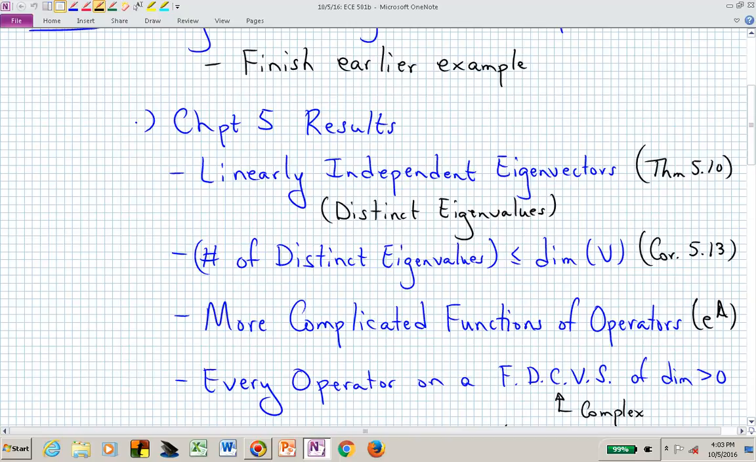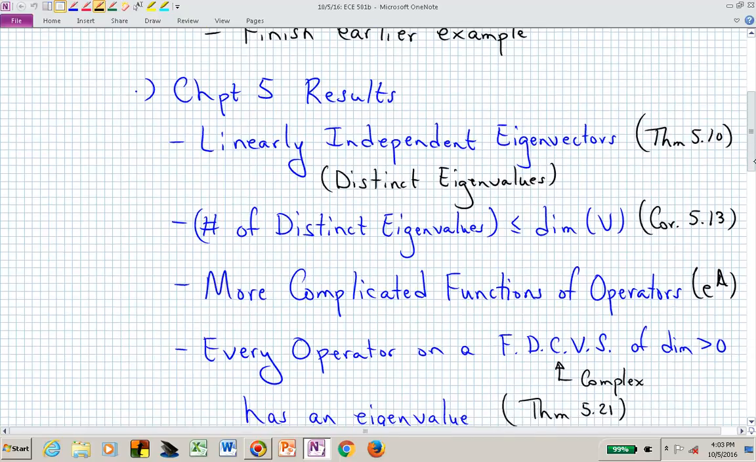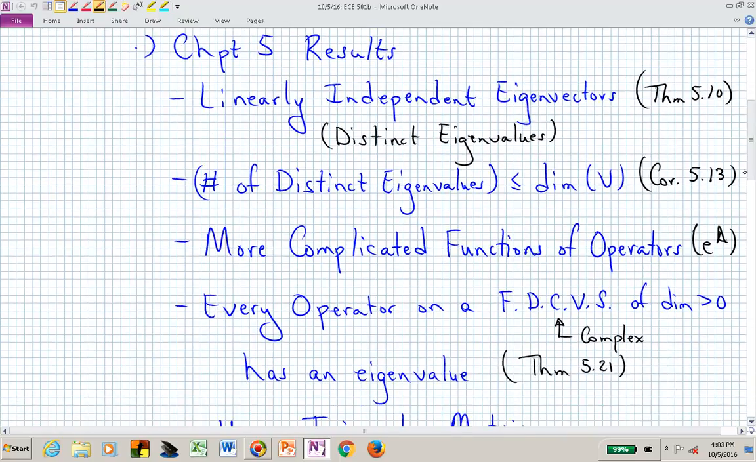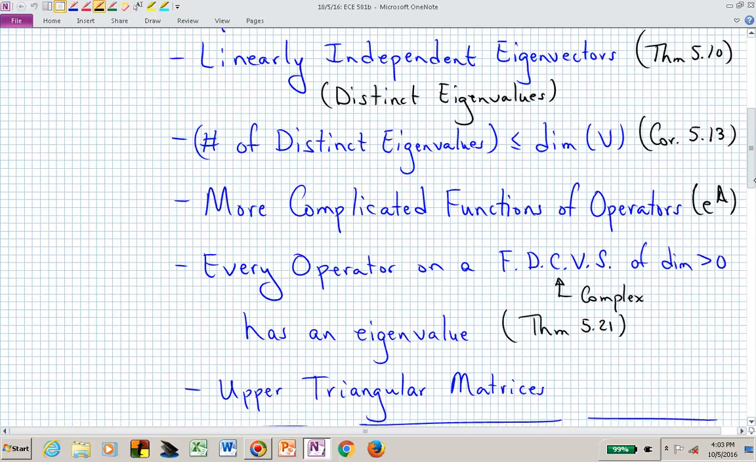And here distinct means that you could have a pair of complex conjugate eigenvalues. Those are distinct since one is the conjugate of the other. Those are distinct eigenvalues. We will talk about creating more complicated functions of these operators, and one that's used quite often is the matrix exponential, e to the A, and we will talk about that.